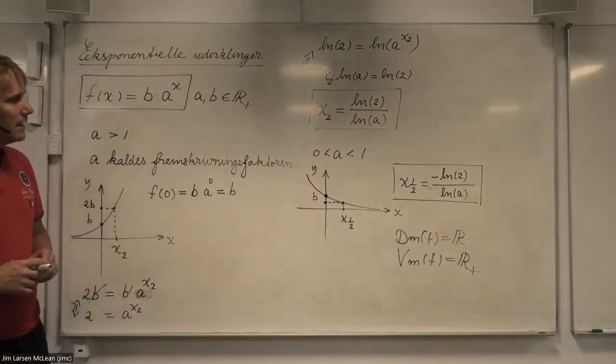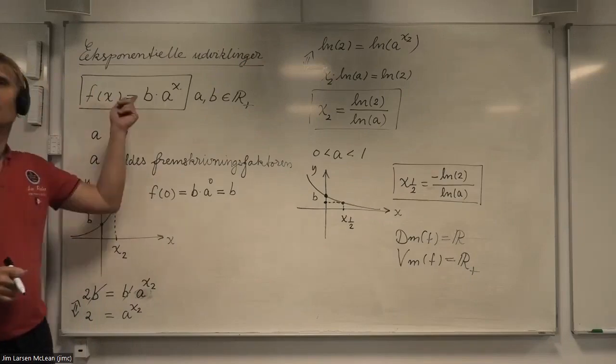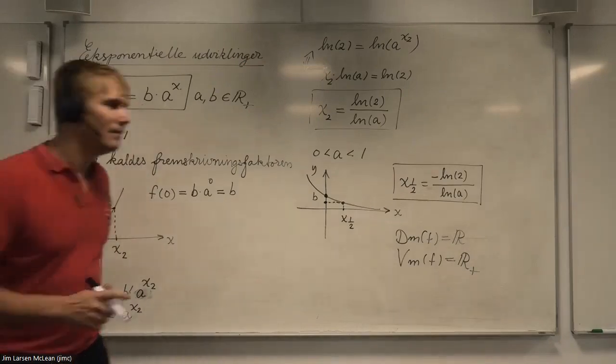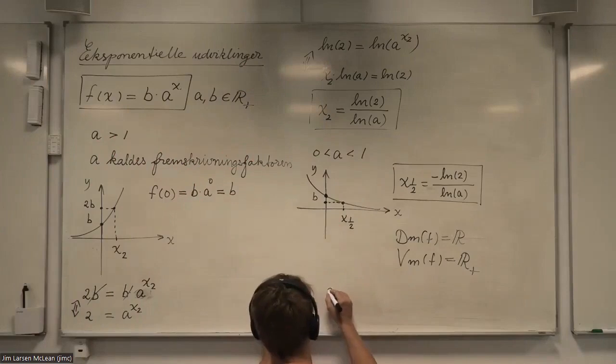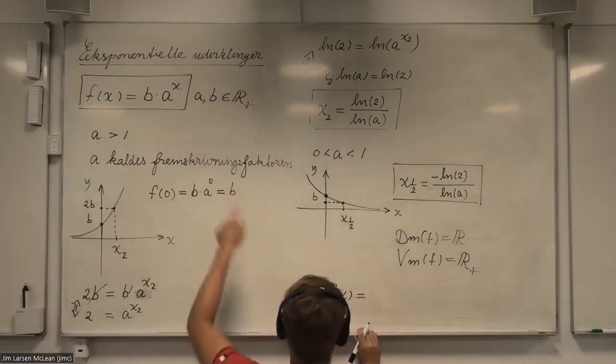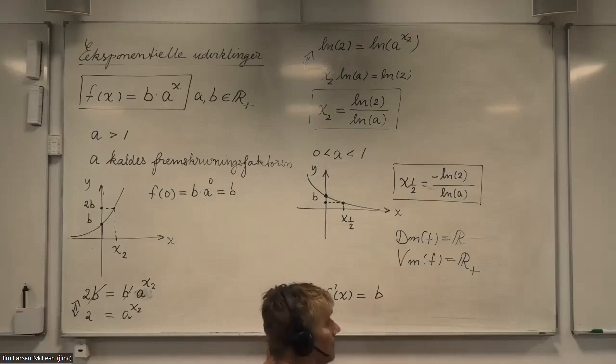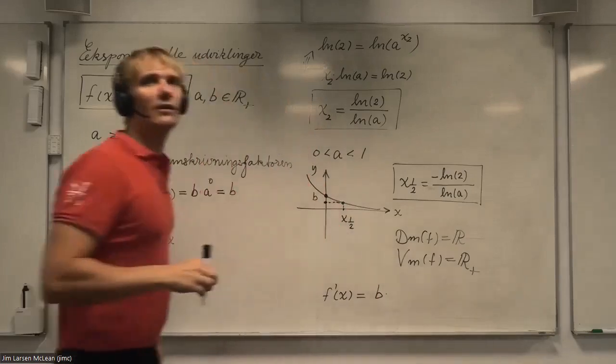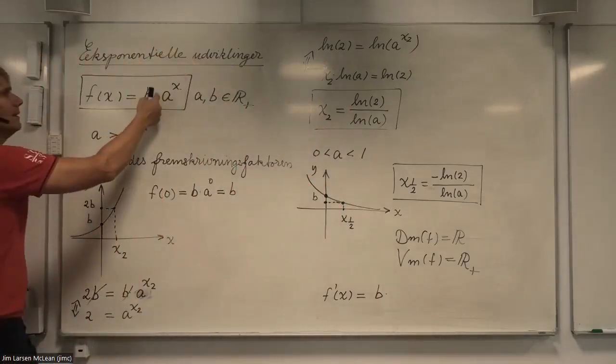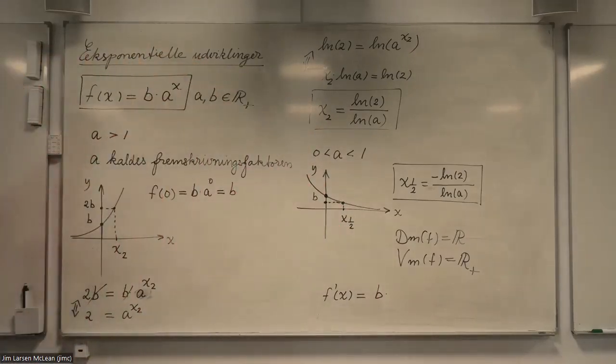And the last thing I'll mention on this board is, how do you differentiate? And then you find f prime of x. Well, this is how you do it. You keep the constant b, it's just a multiplier, so it stays as it is. And the a^x is differentiated. Now, some of you might be thinking it's just about multiplying the exponent down in front and subtracting 1.